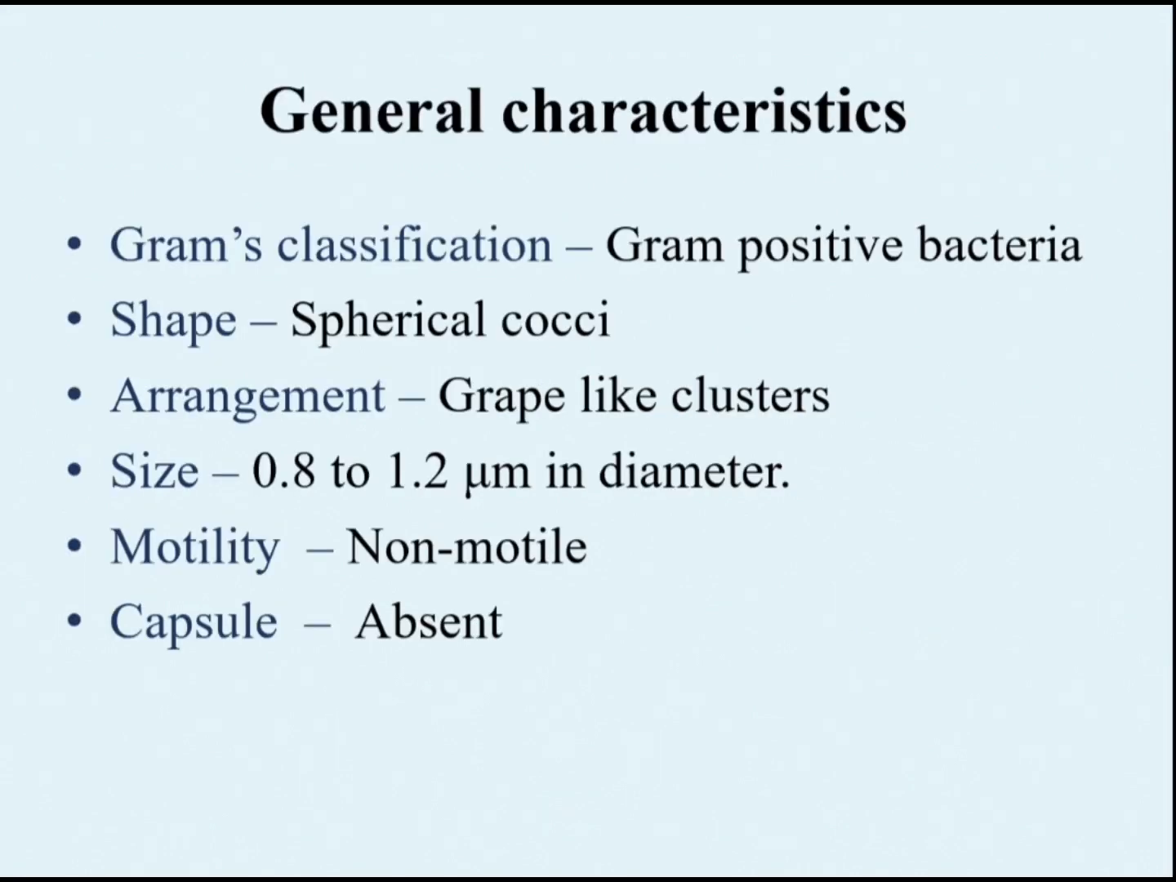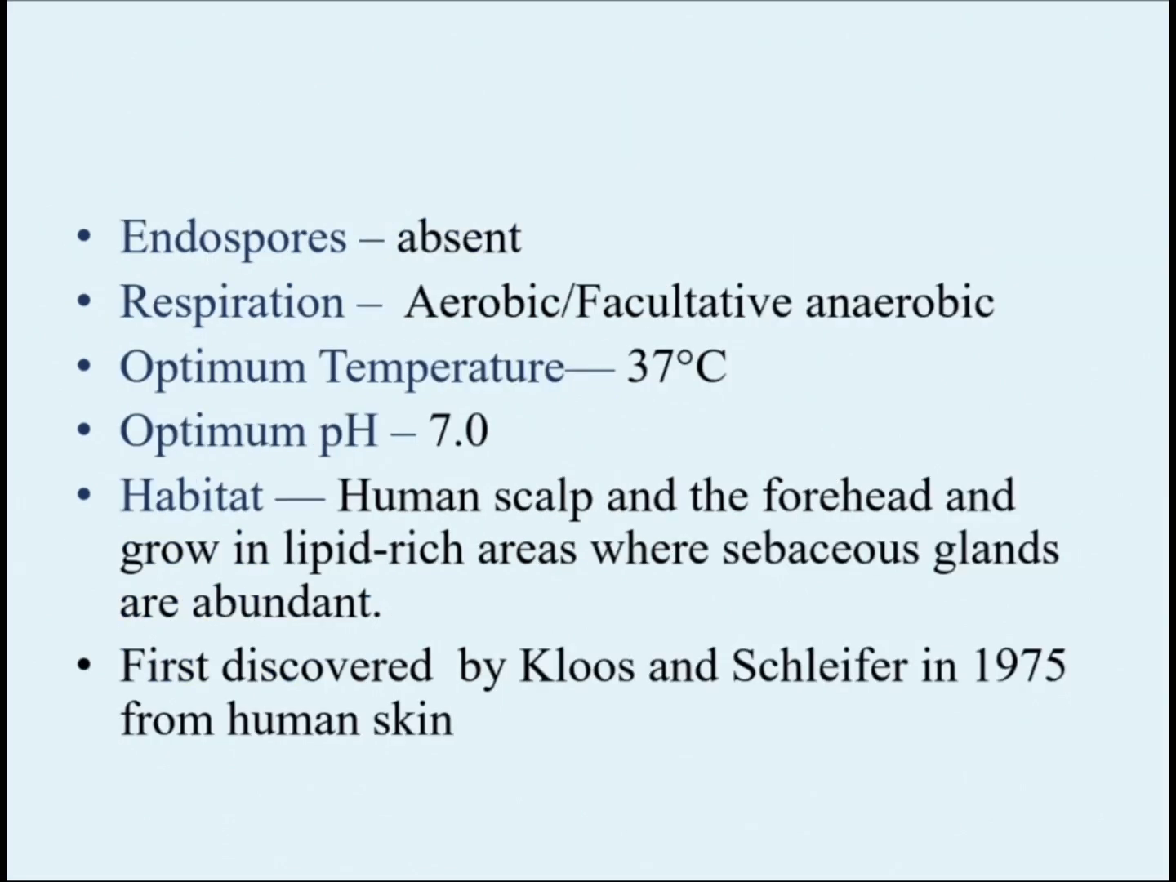General characteristics. Staphylococcus capitis belongs to gram-positive bacteria and is a spherical-shaped coccus. Staphylococcus capitis is arranged in grape-like clusters. The size of Staphylococcus capitis is 0.8 to 1.2 micrometers in diameter and it is non-motile in nature. Capsule is absent, endospores absent.